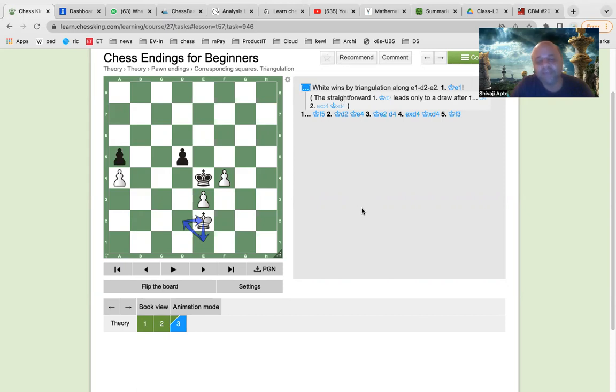From which square can black come to the e4 square? Come on. You know it. You can just see it.